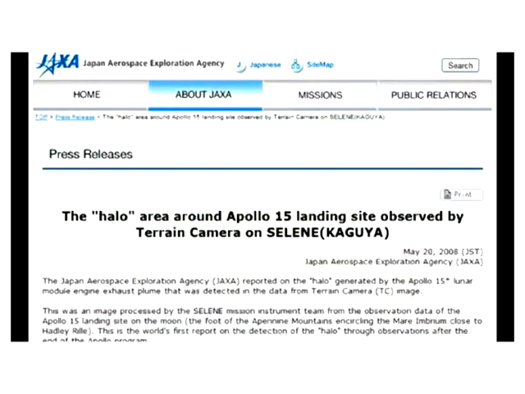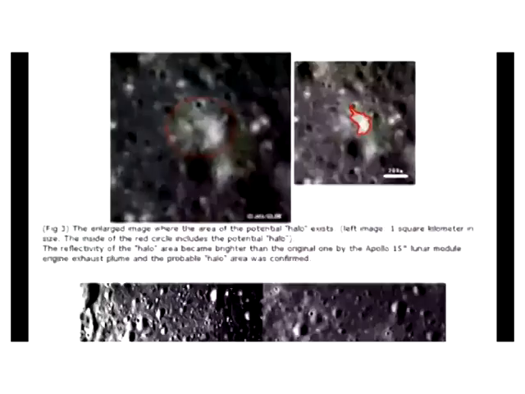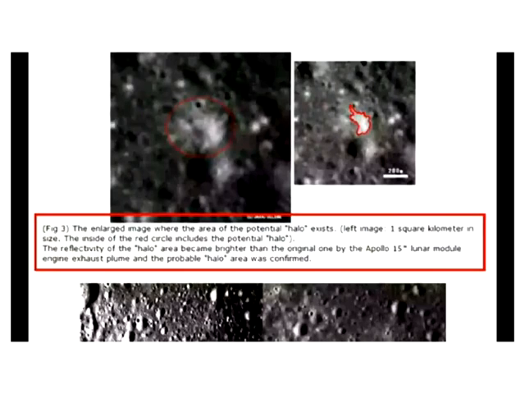Jarrah turns to an article from the JAXA website, the Japan Aerospace Exploration Agency. In that article, they say that a bright area photographed by their SELENE Kaguya spacecraft, what they call a potential halo, was made brighter by the lunar module's descent plume. At least that's what I think it says. That seems to be Jarrah's interpretation as well.